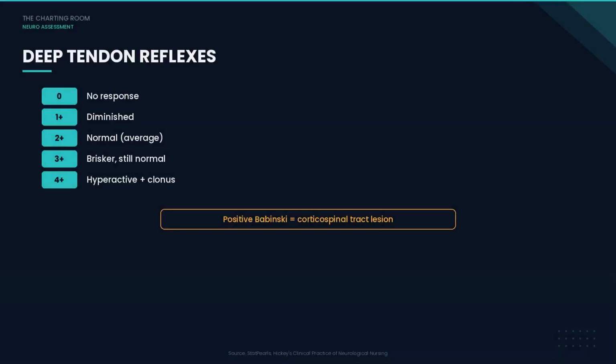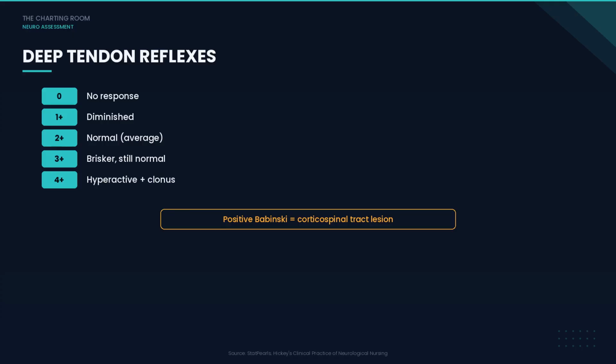Deep tendon reflexes round out the motor picture. You're grading them 0 to 4+. 0 is no response at all. 1+ is diminished. 2+ is the normal average response. 3+ is brisker than average, but still considered normal. 4+ is hyperactive, and by definition comes with clonus, a rhythmic, oscillating beat you can feel when you hold the foot in dorsiflexion. The pattern matters more than any single reflex.